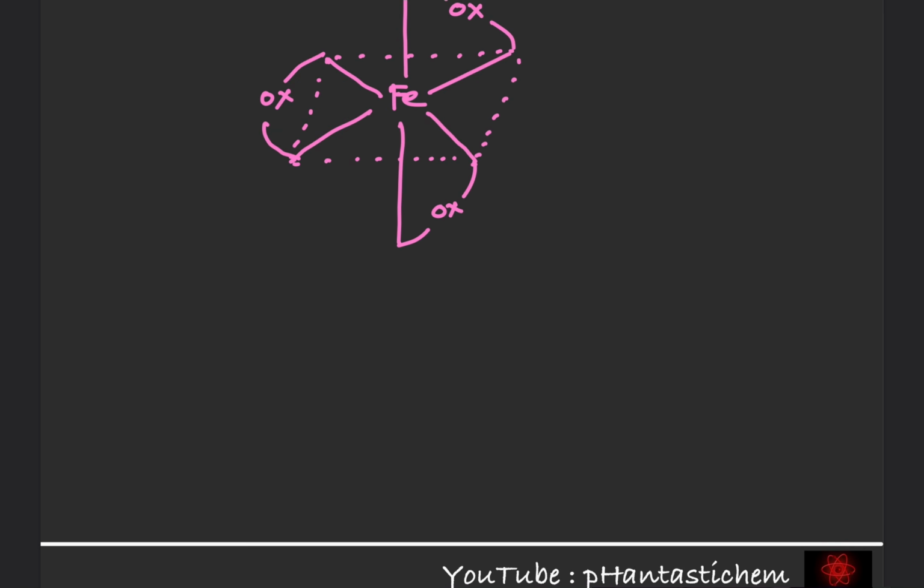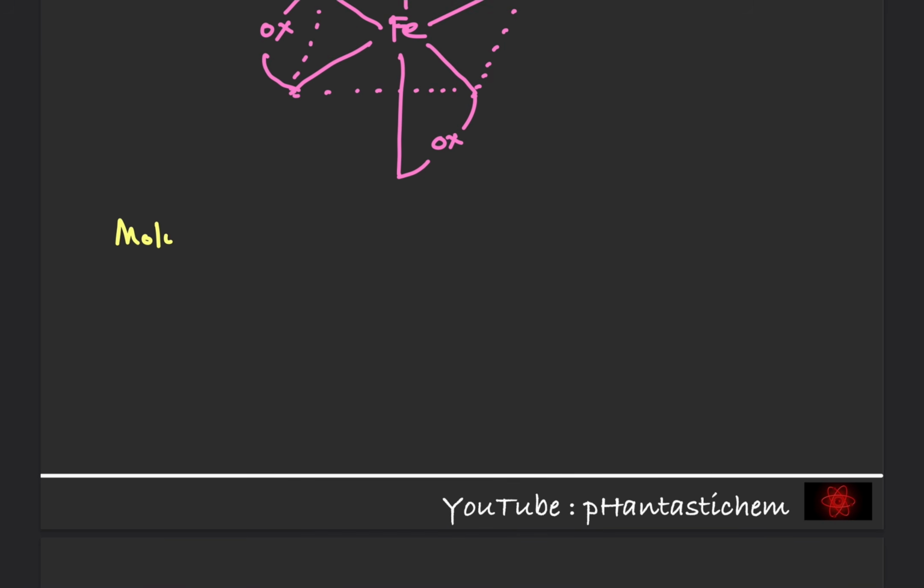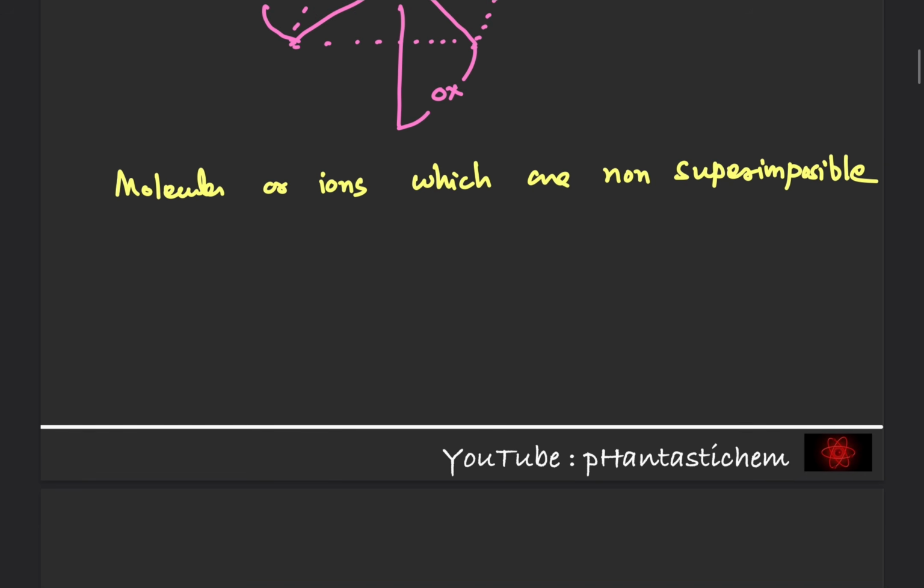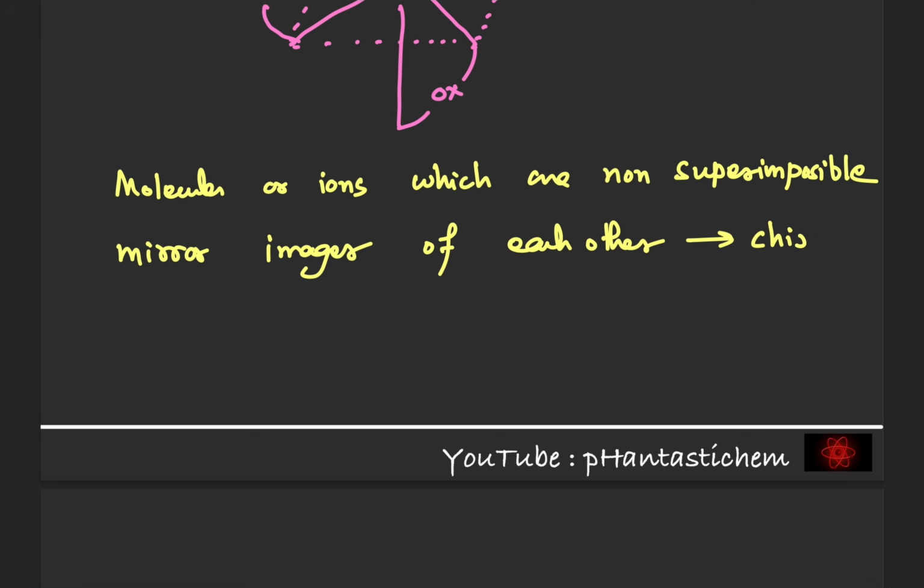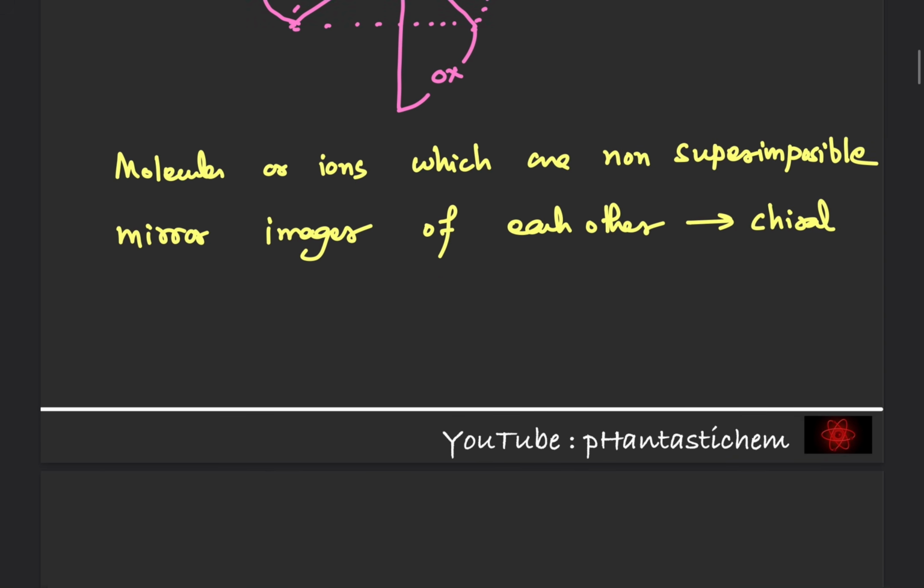Molecules or ions which are non-superimposable mirror images of each other are called chiral or optically active, and this property is called chirality. Very important.